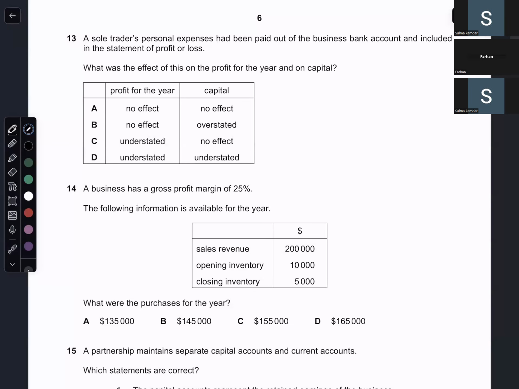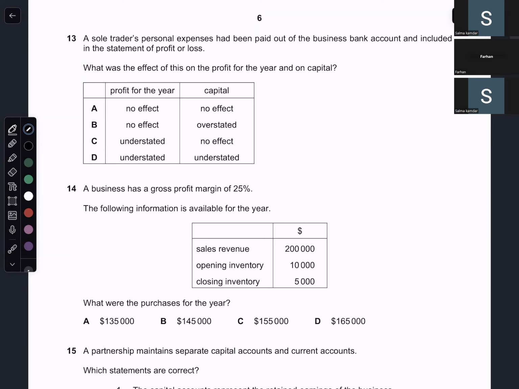Rehan, you read. A sole trader's personal expenses had been paid out of the business bank account and included in the statement of profit or loss. What was the effect of this on the profit for the year and on capital?